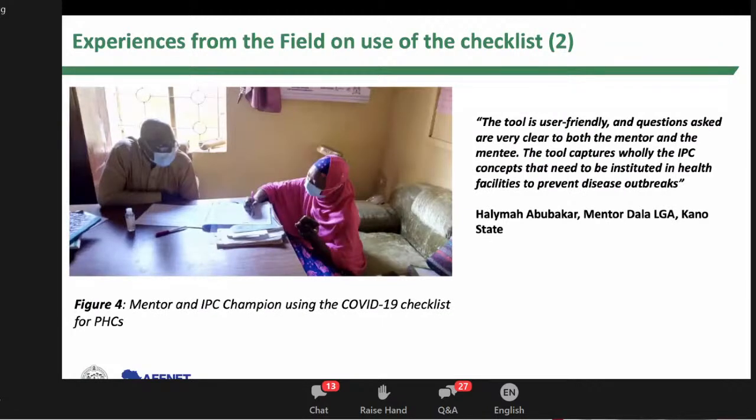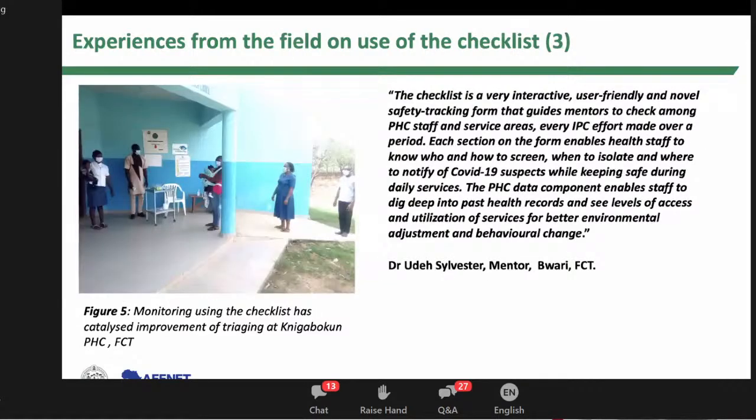Now, again, the tool is user-friendly and the questions asked are very clear to both the mentor and the mentee. The tool fully captures the IPC concepts that need to be instituted in health facilities to prevent disease outbreak. This is from one of the mentors in Dala LG of Kano State, and the picture on the left shows the mentor and IPC champion using the checklists in the field.